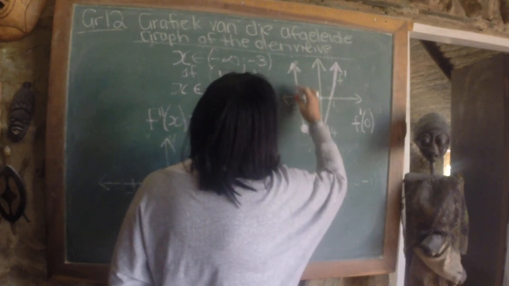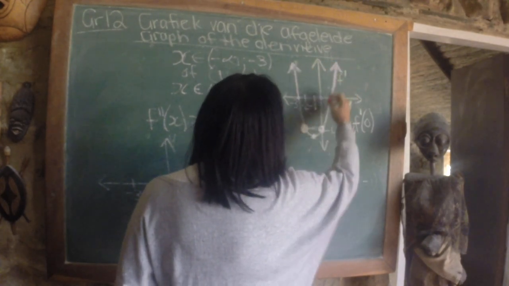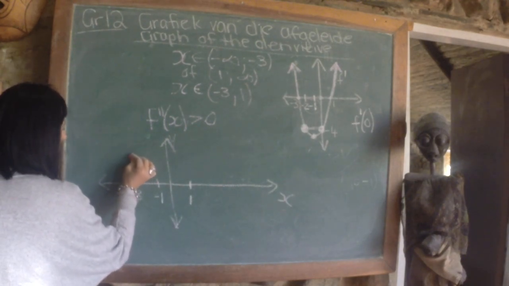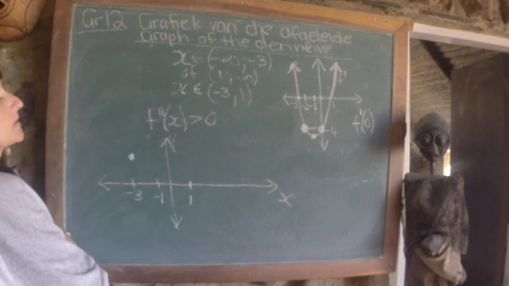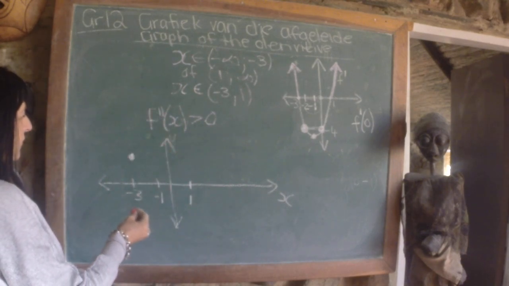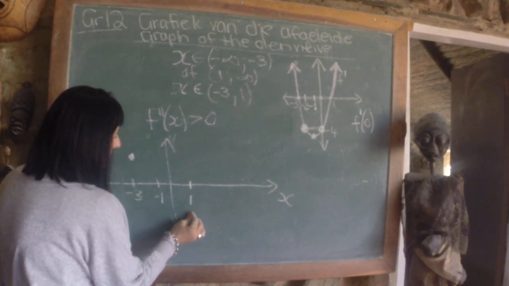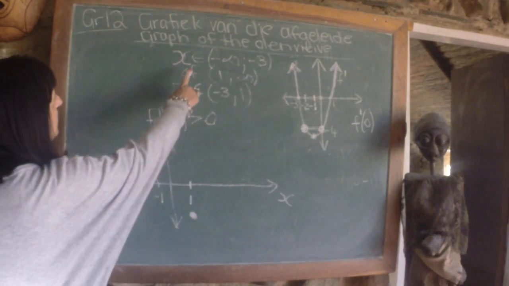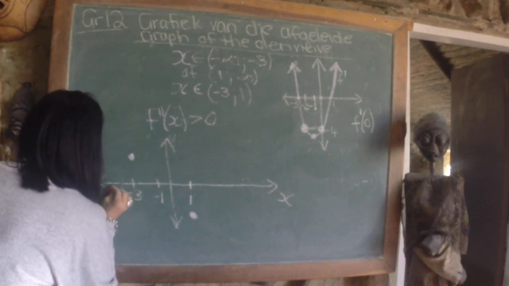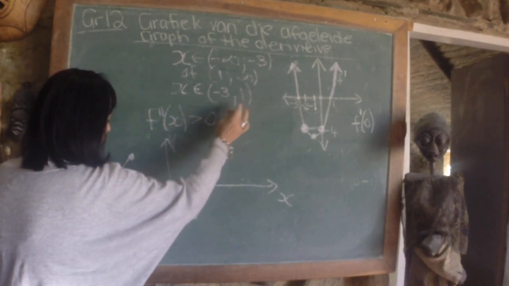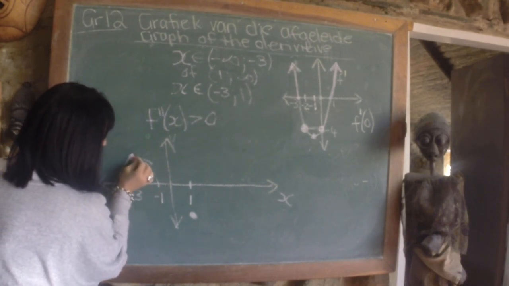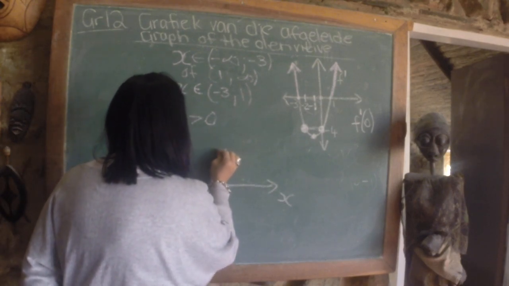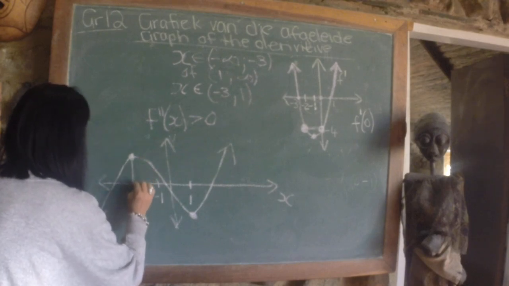This derivative is concave upwards, so the original function will first move upwards. It's moving upwards from minus infinity up to -3. Then between -3 and 1, it's going downwards. There's the point of inflection, and then after that, it's going upwards again. So there's my x value.